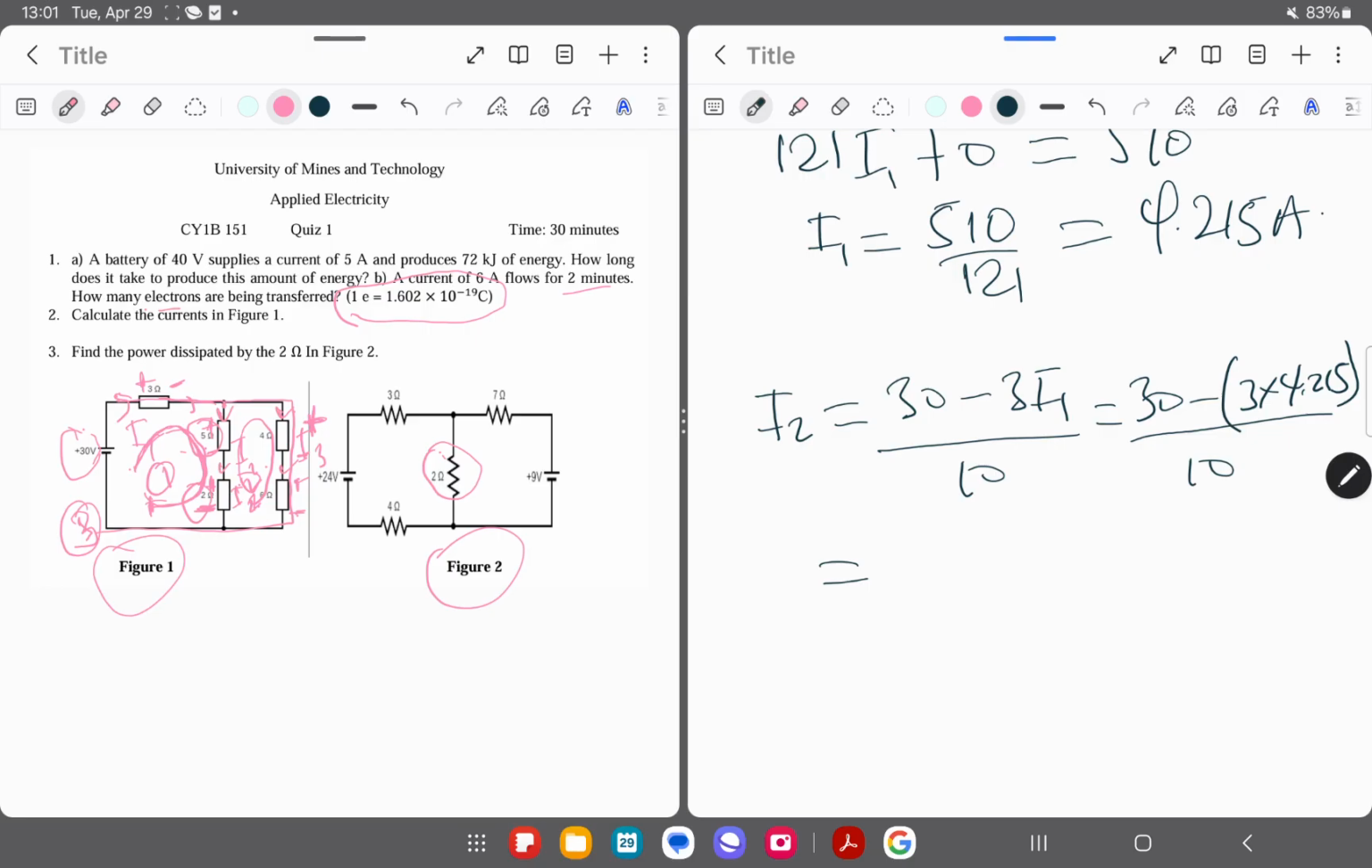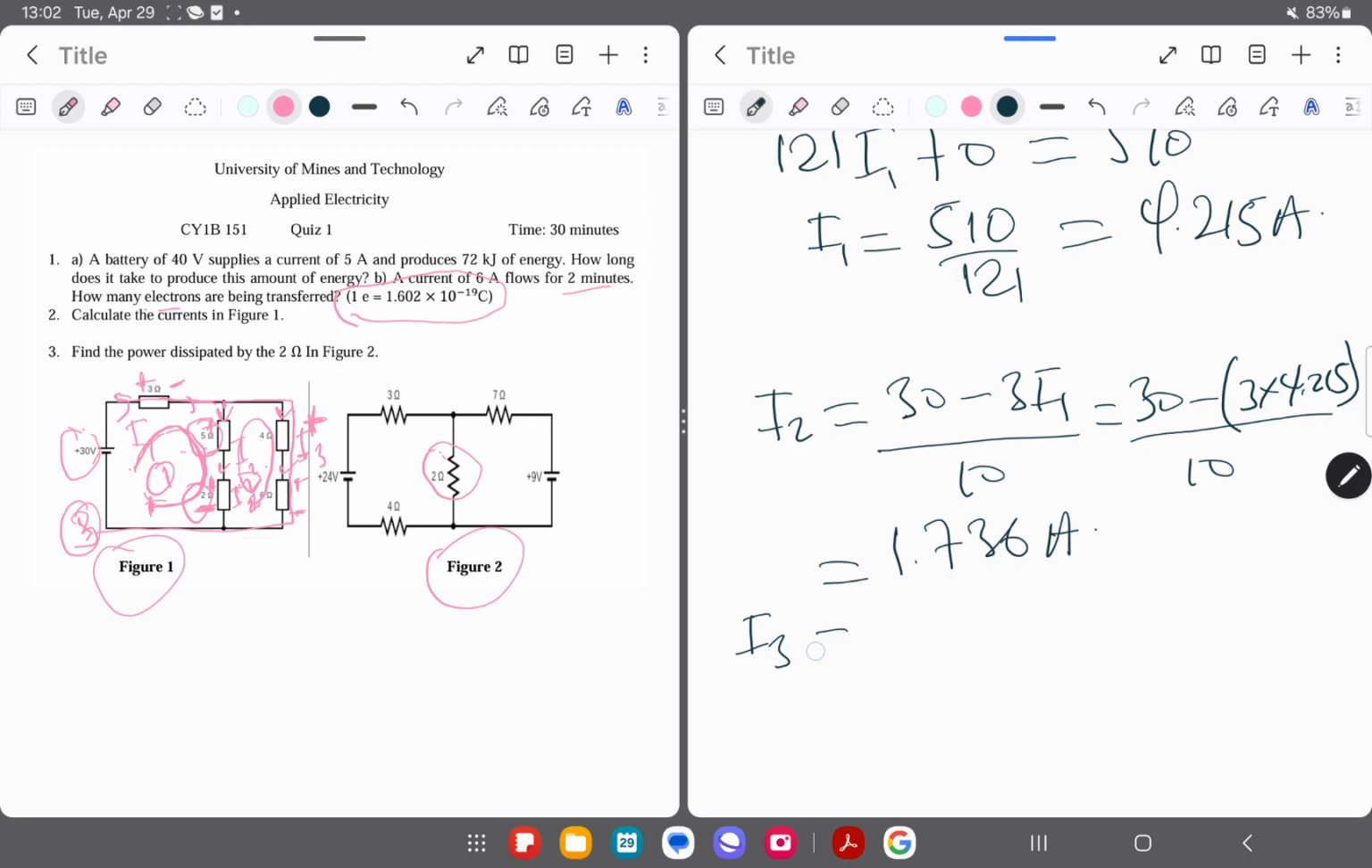So this is supposed to give me 30 minus 3 times 4.215 divided by 10, right? So we have I2 should be 7.36 amps.